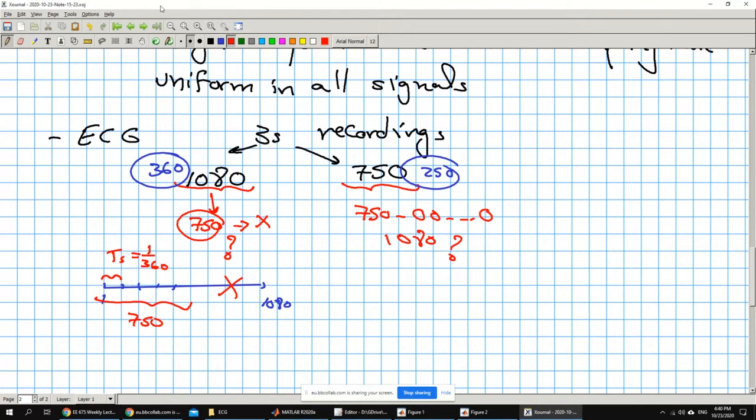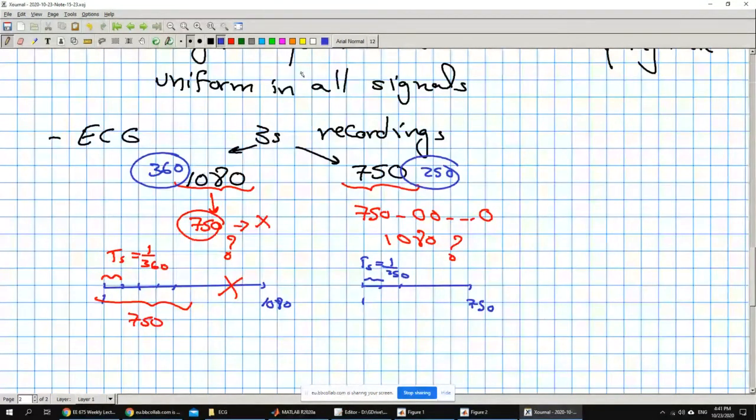Here, if you consider exactly the same situation, the samples here will have 750, and here it's 1. TS here is 1/250. So if I take the 750 from here and compare them to the 750 from there, they are not the same. Why? Because TS here is different from TS there. So it's not going to work.